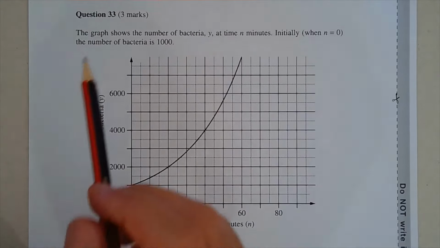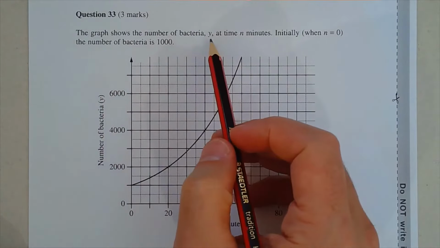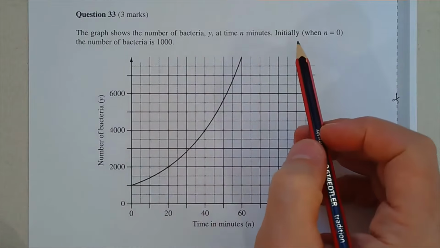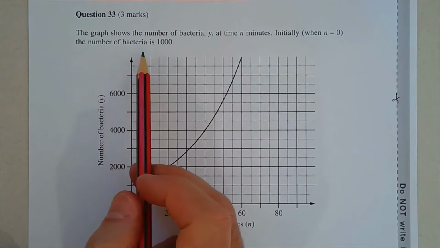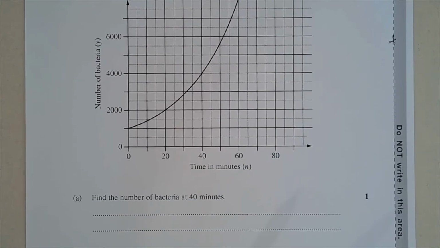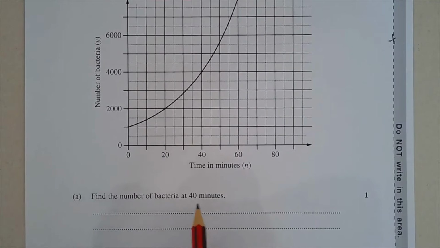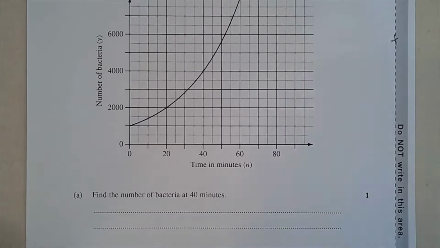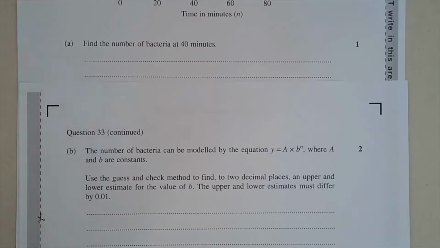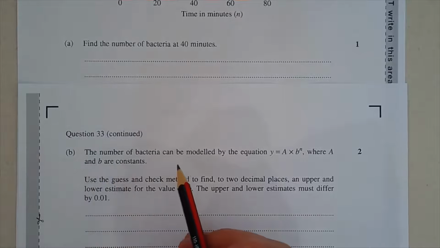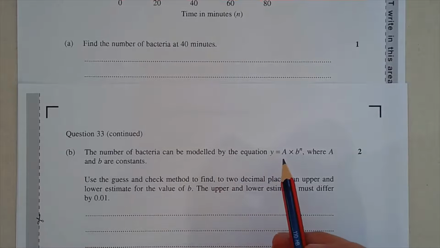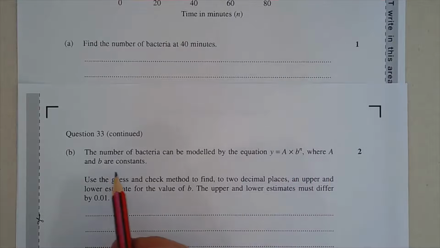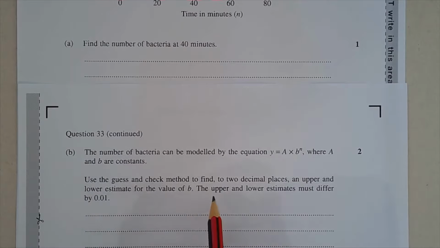Question 33. The graph shows the number of bacteria, Y, at time n minutes. Initially, when n equals 0, the number of bacteria is 1,000. Part A, find the number of bacteria at 40 minutes. We'll just have a quick look at part B, which follows on the next page. Part B, the number of bacteria can be modelled by the equation Y equals A times B to the power of n, where A and B are constants. Use the guess and check method to find, to 2 decimal places, an upper and lower estimate for the value of B. The upper and lower estimates must differ by 0.01.